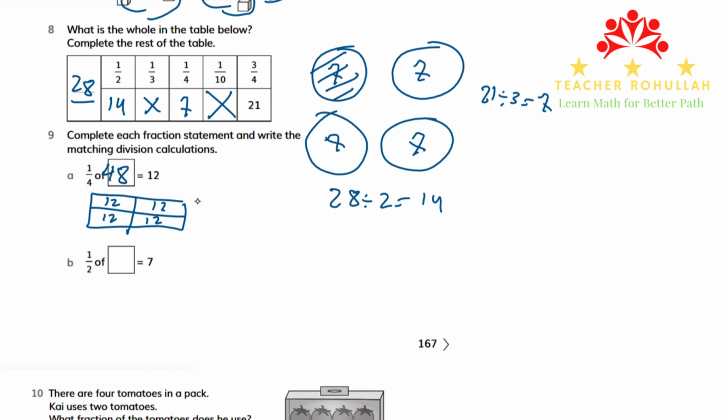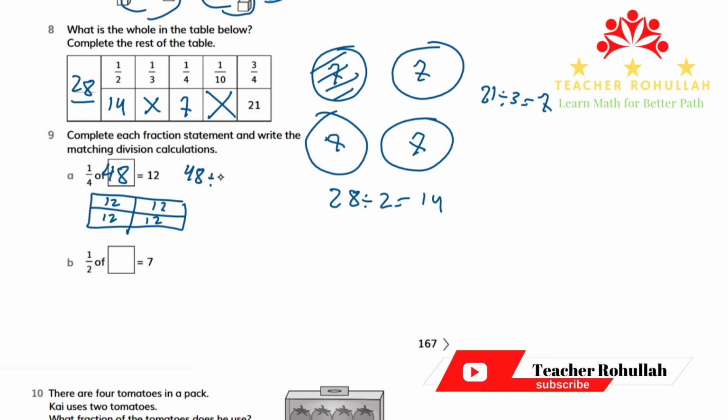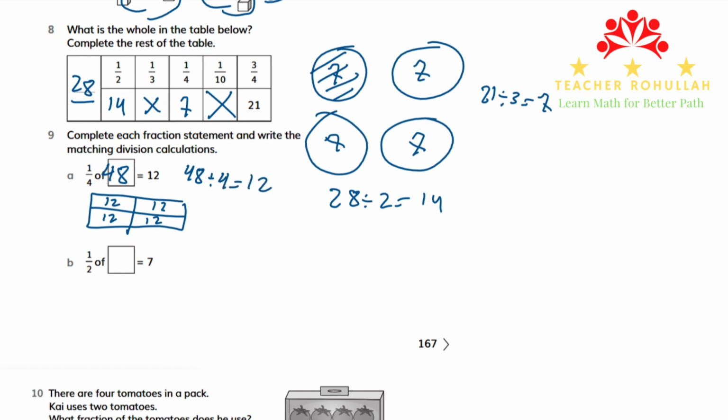1/4 of 48 is 12. In the matching division, we can write 48 divided by 4 equals 12. It's quite easy to find parts of the whole.